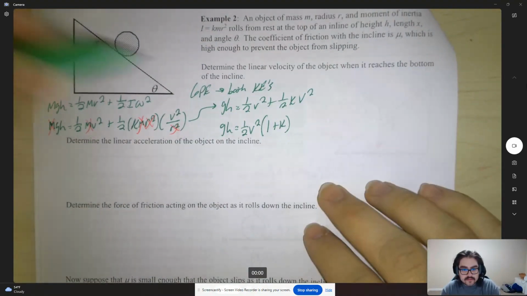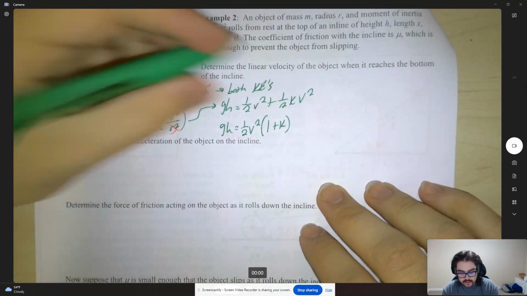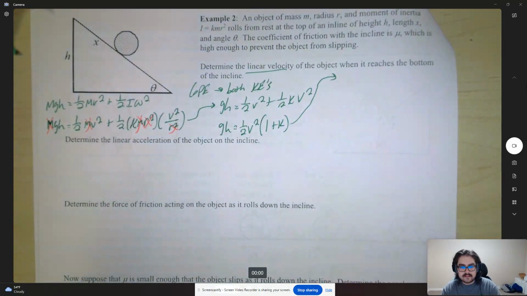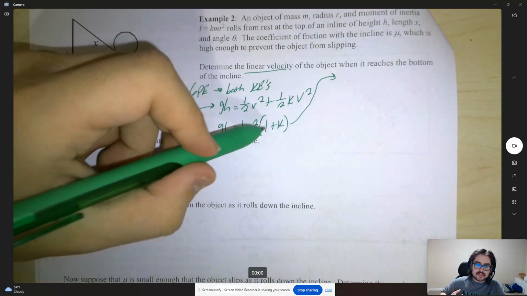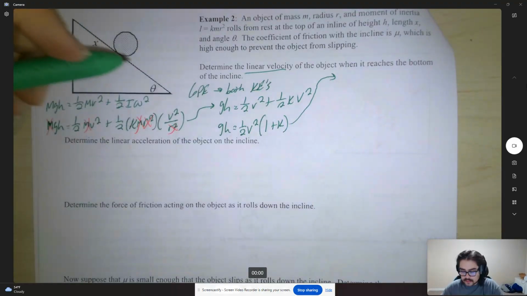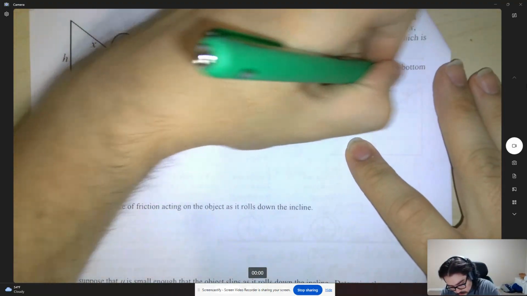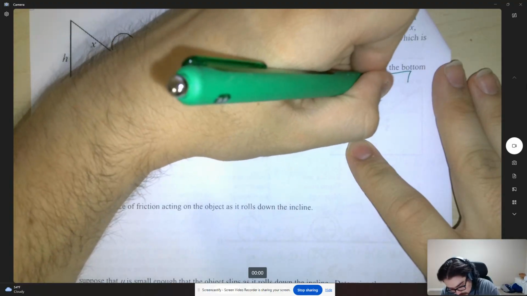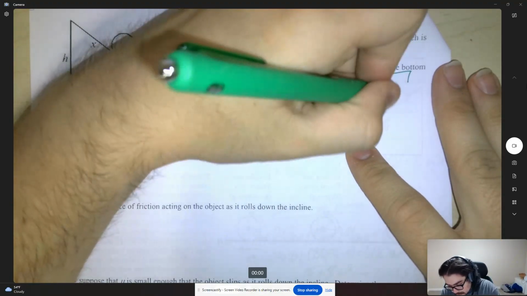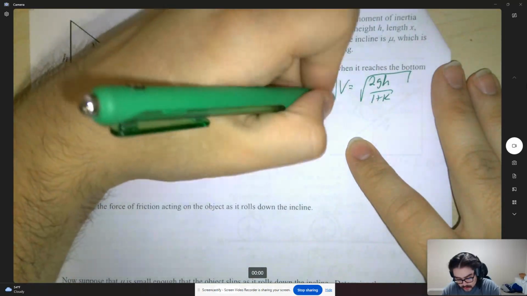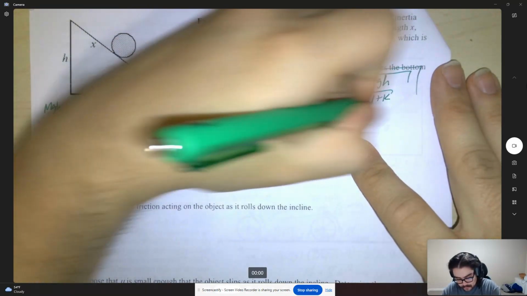And then you have to solve for v, because we're trying to find the linear velocity. I'm just going to show you what you end up getting. You have to divide both sides by 1 plus k, multiply both sides by 2, and then take the square root, and you should end up getting that v is equal to the square root of 2gh over 1 plus k. All right, and that's what you should end up getting for that one.